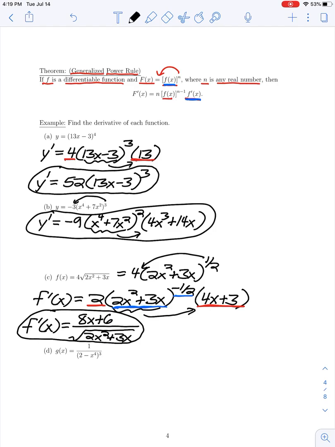And in part D, we have a similar problem. We've got 1 over some polynomial being raised to the third power. So we could try to make use of the quotient rule together with the generalized power rule or the chain rule. But an easier approach is to recall that 1 over some quantity to the third power is the same as that quantity, 2 minus x to the fourth, raised to the -3rd power. And now our function looks just like the examples that we've just considered, where we're using the generalized power rule.